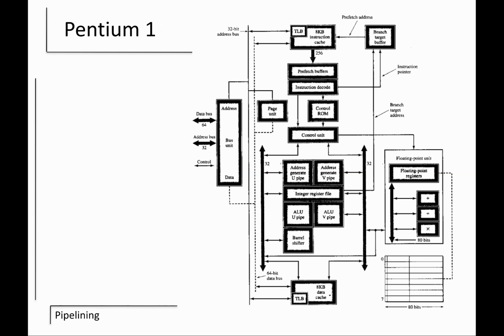Now, CPUs did not stay simple. If we went from the 8080 to the Pentium 1, well, now we've got the idea of an instruction cache. I have 8 kilobytes of instructions and 8 kilobytes of data stored on the CPU. We've still got instruction decoding. Well, guess what? We're doing some fetching here. I have a branch target buffer. In other words, that speculative execution we're talking about.